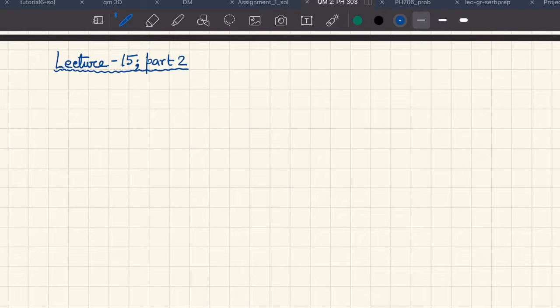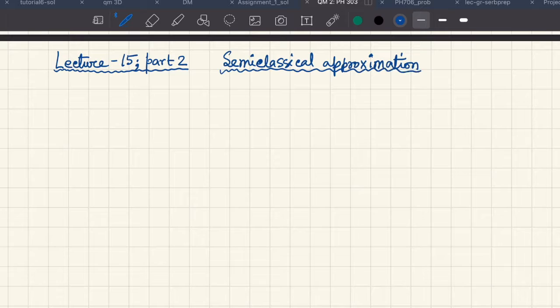So, we are going to start a new topic today. We are going to discuss semi-classical approximation. This is also known as the WKB approximation.